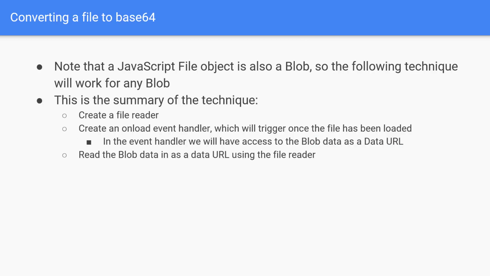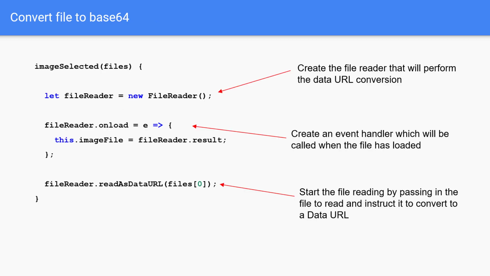Note that a JavaScript file object is also a blob, so the following technique may work for any blob. This is the summary of the technique. Create a file reader, and create an onload event, which will trigger once the file has been loaded. In the event handler, we will have access to the blob data as a data URL. Then read the blob data in as a data URL using the file reader. The code here is an example of this process.